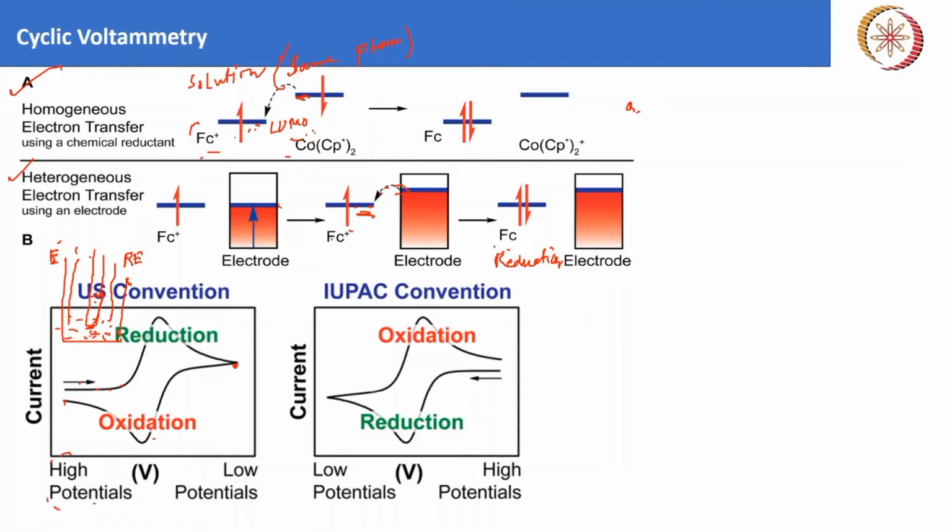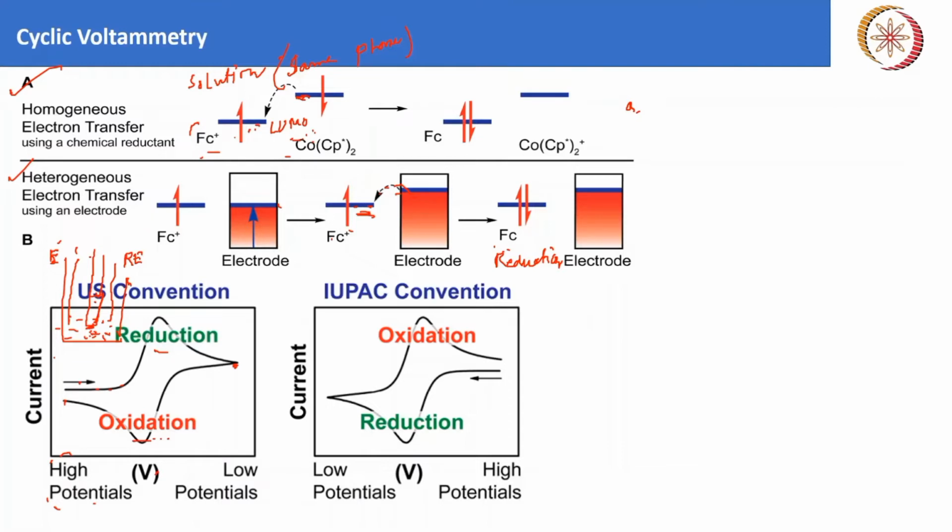So a higher potential value on the left side and the lower potential value on the right side. As a result, whatever process is in the upper part, this current value, that is the reduction process, and in the lower redox peak, that is due to the oxidation process. And the IUPAC convention is the reverse of the US convention.